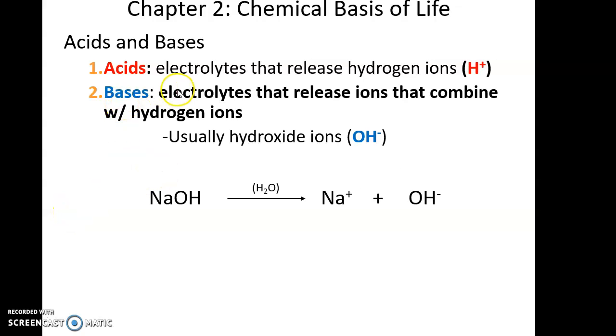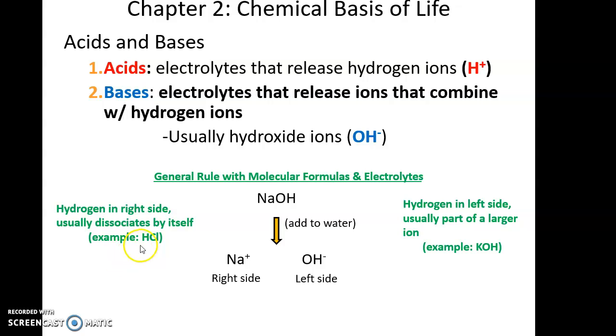Bases are electrolytes that release ions that combine with hydrogen ions. So bases will dissolve in water, it's usually what we're talking about, and it will release ions that combine with hydrogen ions. The most common kind of ion released is hydroxide ions, OH negative. So for instance, we take sodium hydroxide, dissolve it in water, and we get sodium ions and hydroxide ions. And that OH negative can combine with the H positive. It gives water.